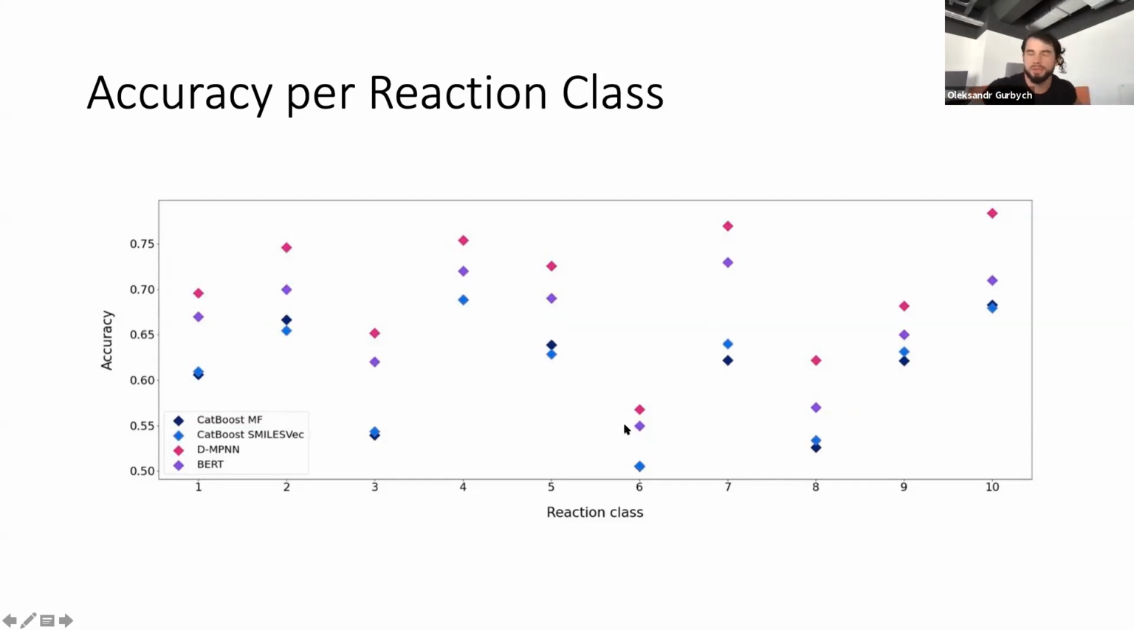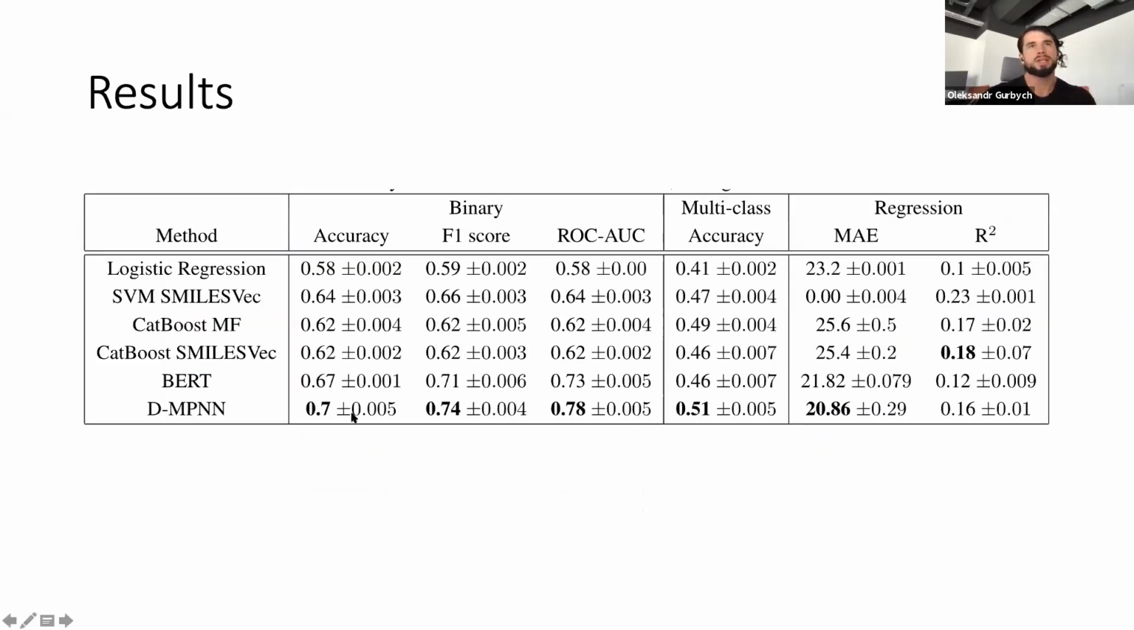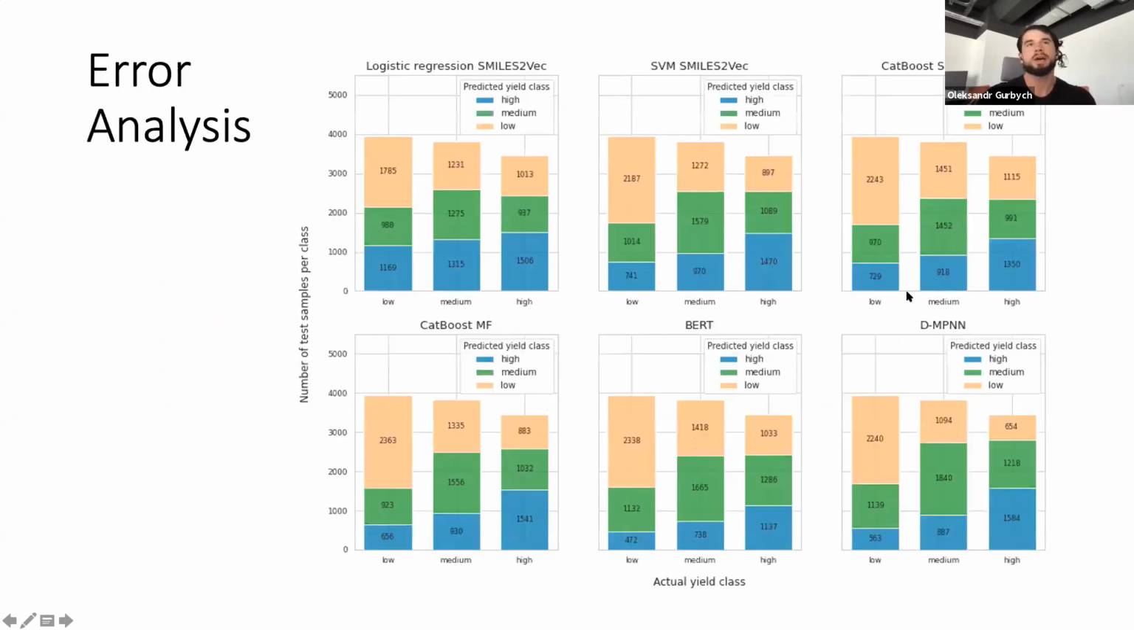Anyway, I forgot to mention the previous benchmark, the previously published paper, which was published in Nature. The authors there achieved 65% accuracy on just 2 reaction classes, and we achieved like 70 on 2 classes, which is 5% more. And on multi-class we achieved 51% per class, which they never did. Here is the error analysis.